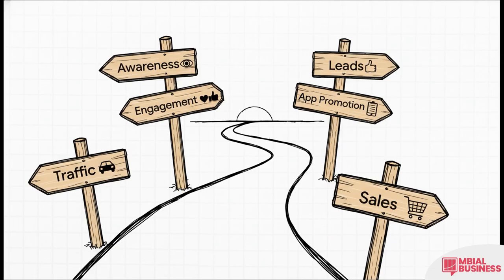Meta gives you 6 core objectives to choose from, and picking the right one is, without a doubt, the most critical decision you'll make. I mean, get this wrong and nothing else you do matters. For example, if you want sales but you choose the traffic objective, Meta will find you thousands of people who love to click links but never buy anything. It's like inviting 1,000 window shoppers into your store instead of actual buyers. You have to be crystal clear with the algorithm about what you want.